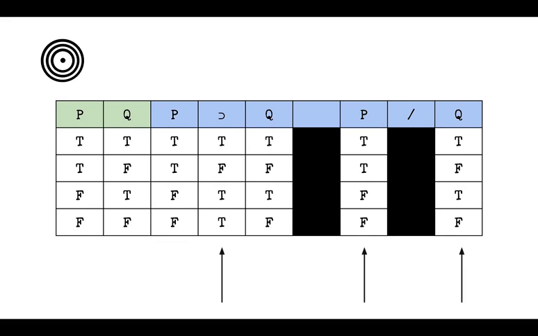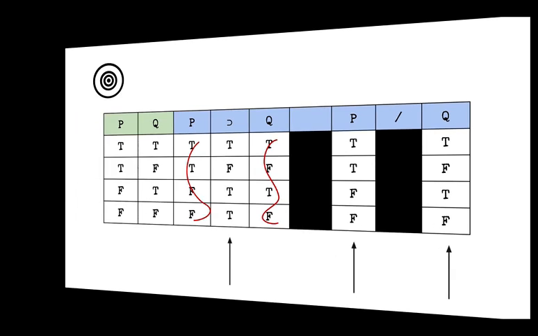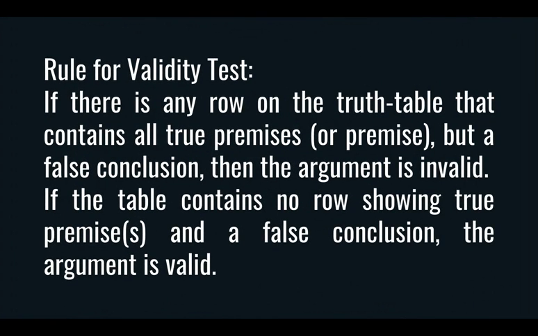Okay, let me do one more thing before I leave this slide. Let me just reiterate that this is really helpful: crossing out columns that you've already used to calculate another column. That's just a good practice, because you don't need those particular P and Q columns anymore. So I would do something to get them out of the way. Okay, let's remind ourselves here of the rule for validity. If there is any row on the truth table that contains all true premises, but a false conclusion, then the argument is invalid. If the table contains no row showing true premises and a false conclusion, the argument is valid.